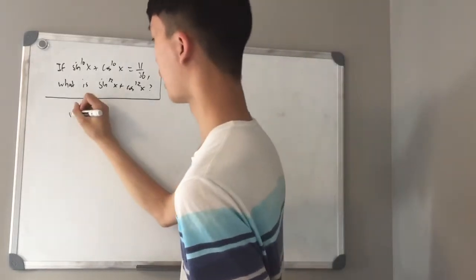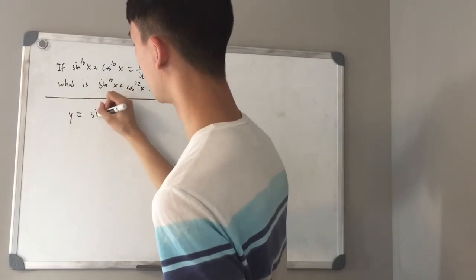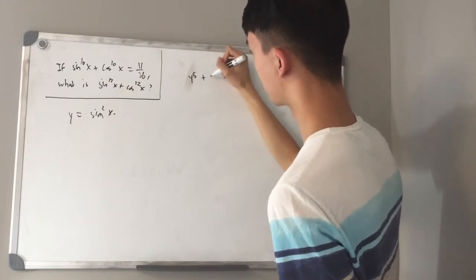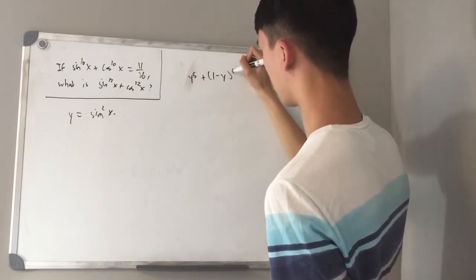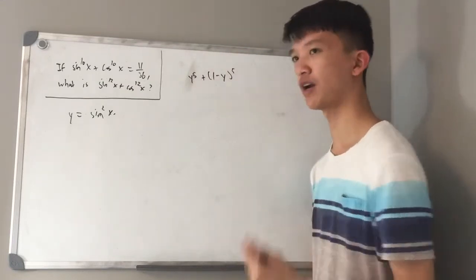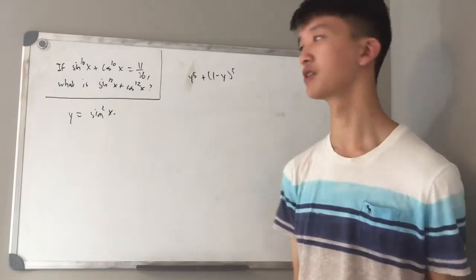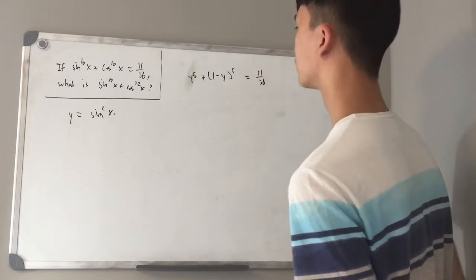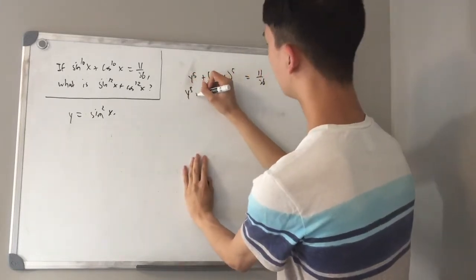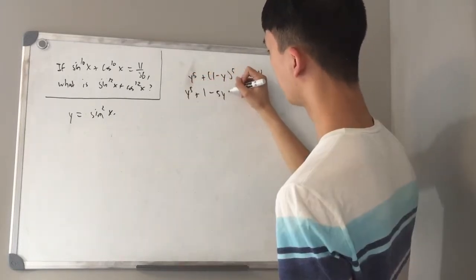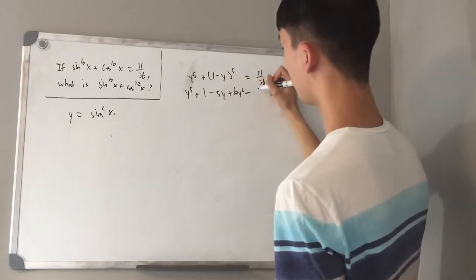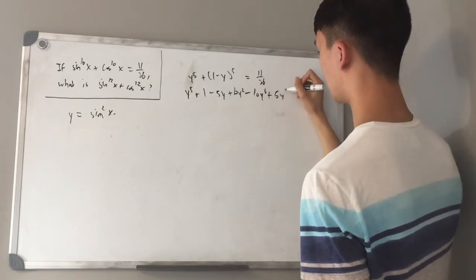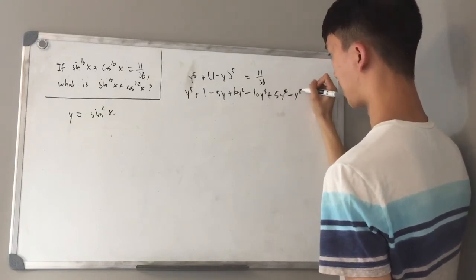So let's let y be equal to the sine squared of x. So this then turns into y to the power of 5 plus 1 minus y to the power of 5, since the cosine squared of x is equal to 1 minus the sine squared of x. And so this is equal to 11 over 36. So we have y to the 5 plus 1 minus 5y plus 10y squared minus 10y cubed plus 5y to the power of 4 minus y to the power of 5.